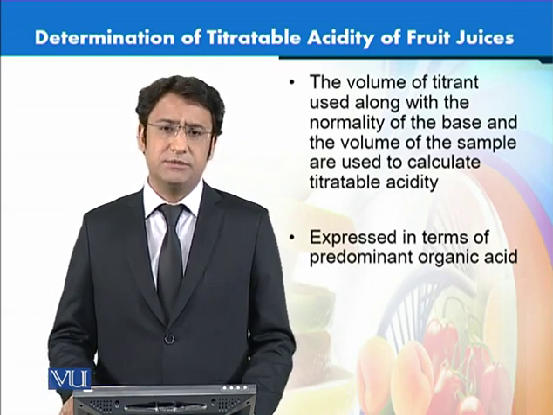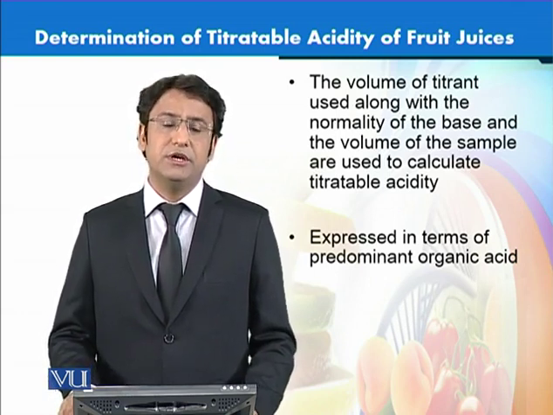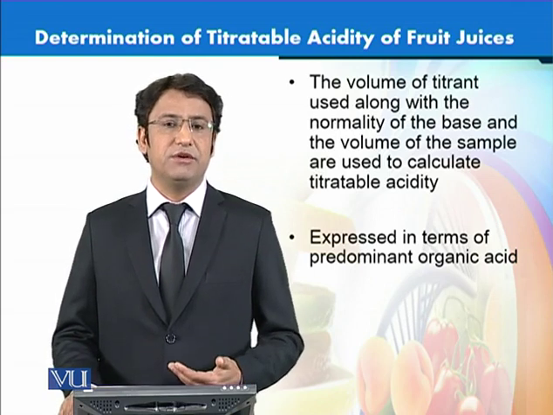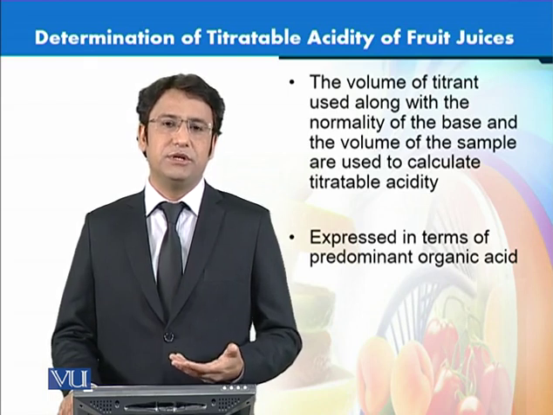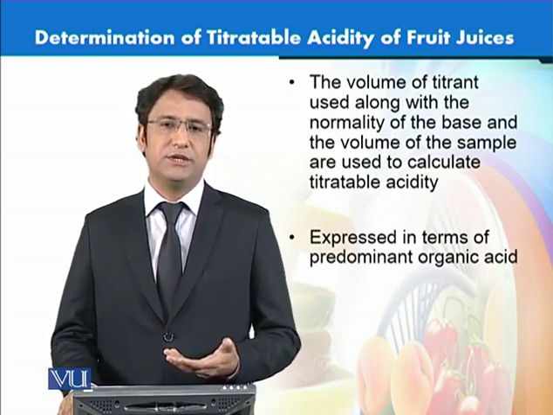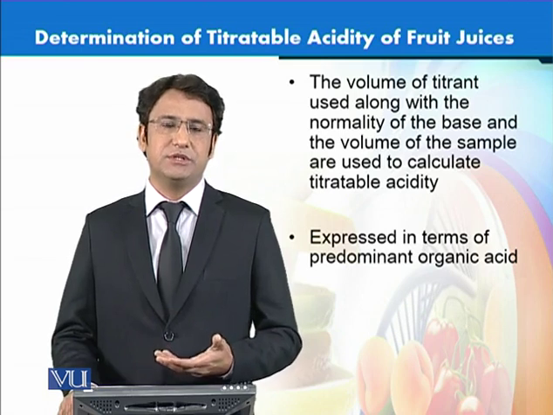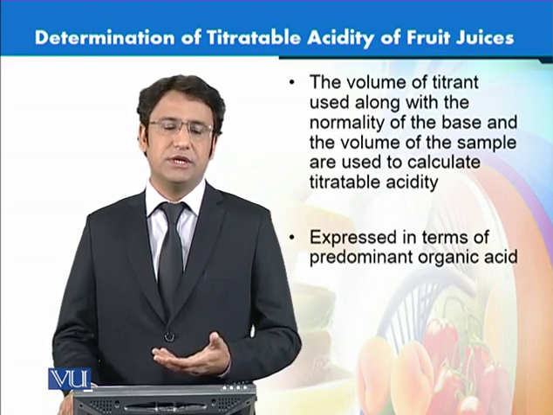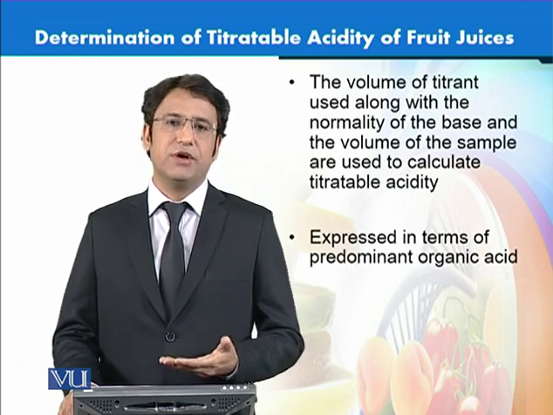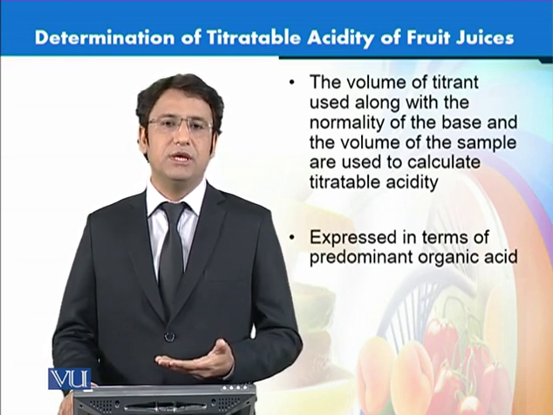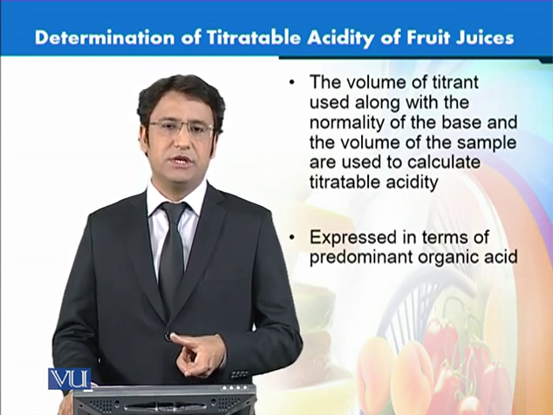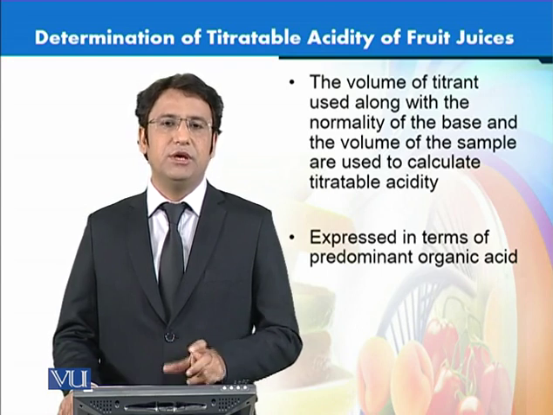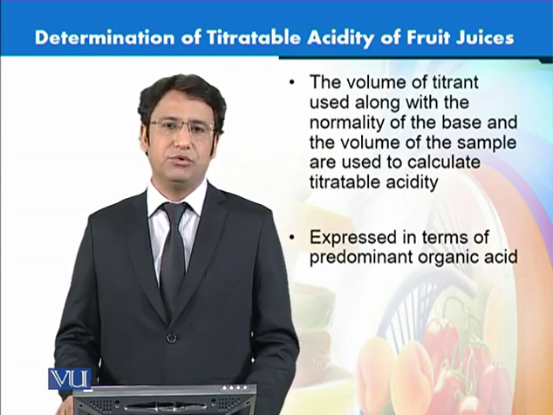It is expressed in terms of the predominant acid present in certain fruits. For example, if you have citrus fruit, it would be citric acid, which is the predominant acid present. So this acidity has to be determined on the basis of the molecular weight of citric acid. Similarly, in case of apple, the predominant acid would be malic acid. So we have to look at the kind of fruit that we are measuring the titratable acidity of, and then take the predominant acid present in that fruit for the calculation of acidity.